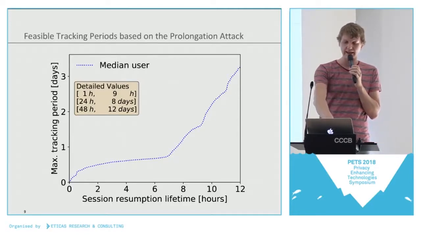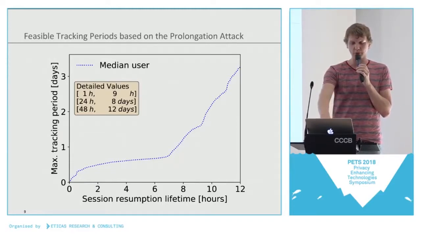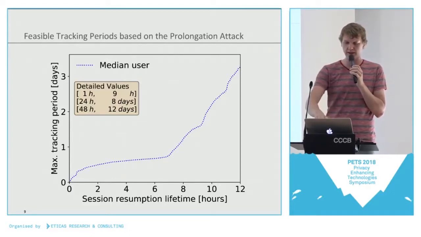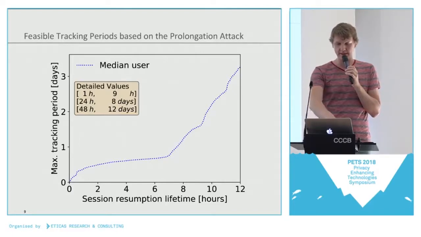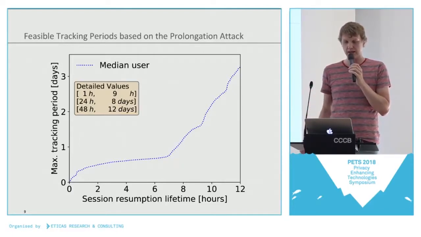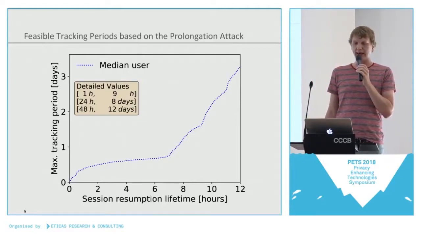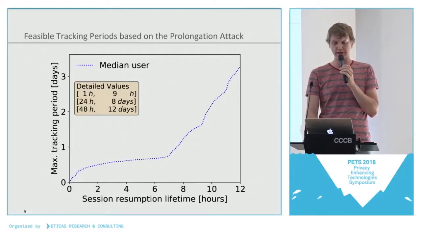Thus, it seems like this is a period, like the night rest of a user, and when the session resumption lifetime exceeds this night rest, then we are going fast into a multiple-day maximum tracking period, which is not plotted here, but given in the detailed values. For a session resumption lifetime of 24 hours, we get already 8 days of a tracking period. And for a session resumption lifetime of 48 hours, already 12 days tracking period.